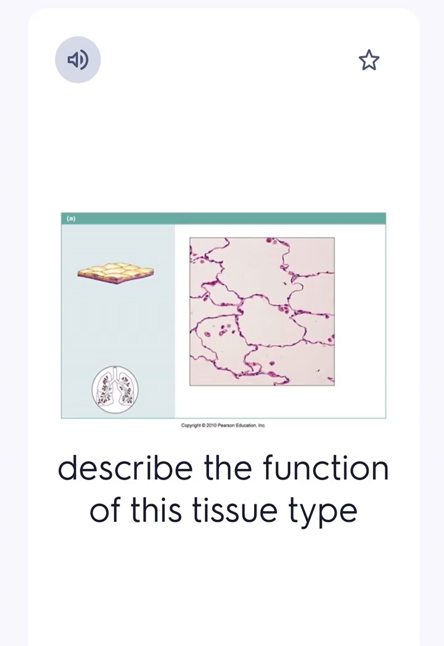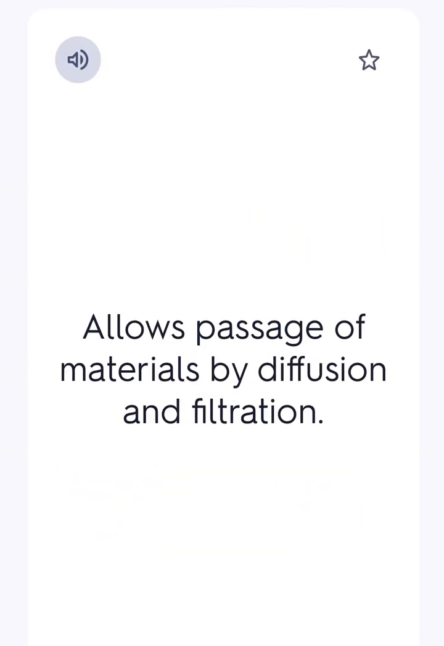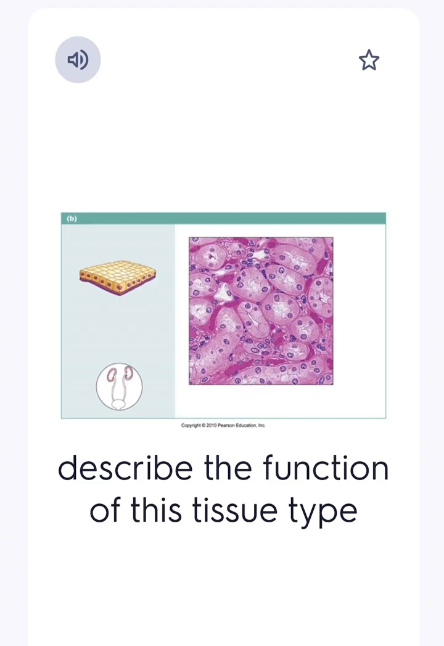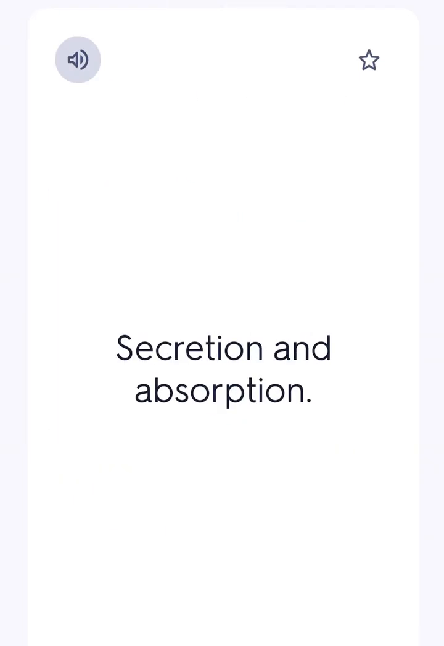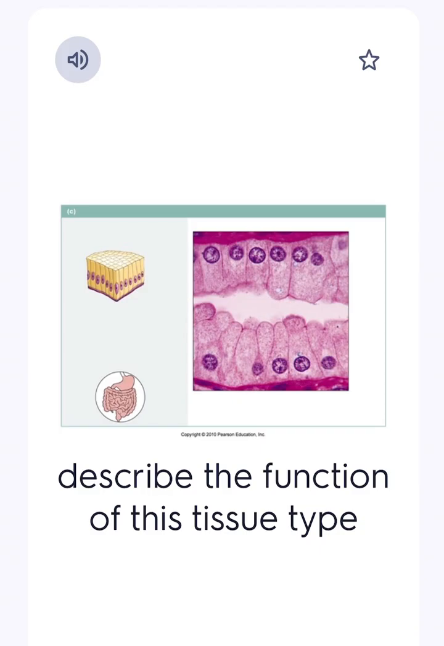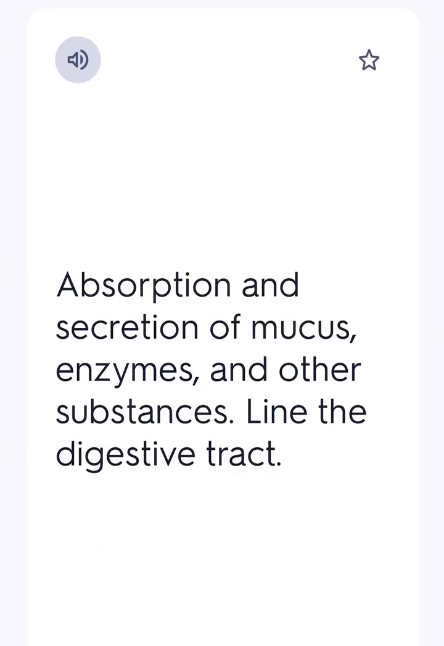Describe the function of this tissue type. Allows passage of materials by diffusion and filtration. Describe the function of this tissue type. Secretion and absorption. Describe the function of this tissue type. Absorption and secretion of mucus, enzymes, and other substances.